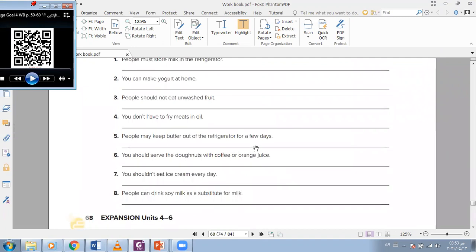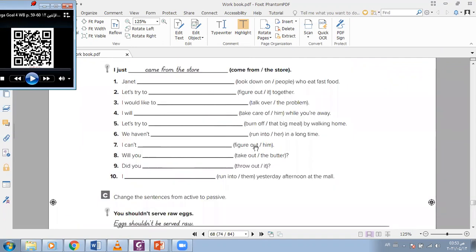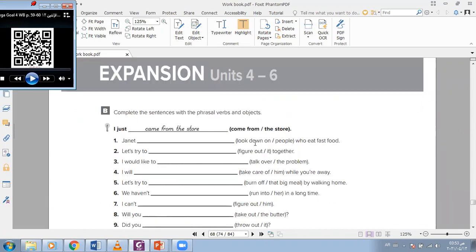Okay, I want you to answer all these exercises and I will check them again in the next lesson inshallah, because we have to go to the class point to answer the question I prepared for you.